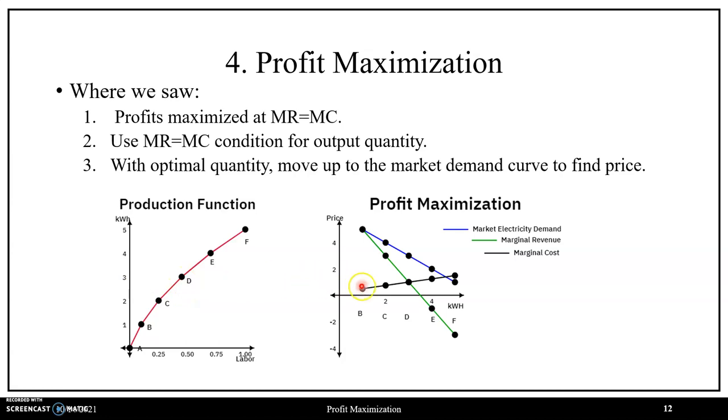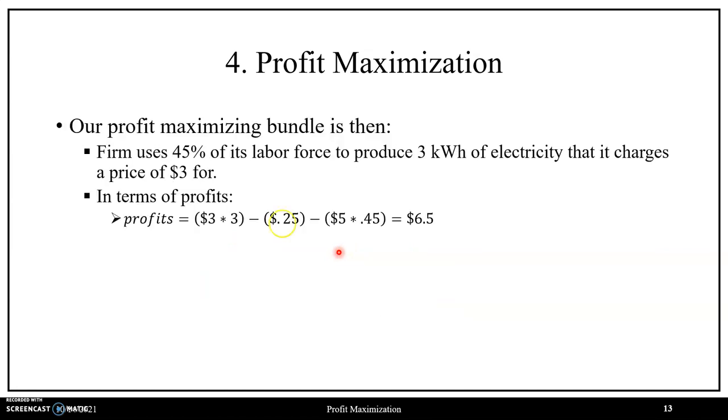Where in terms of our profit maximizing bundle, producing 3 units of output at 45% of our labor force is when marginal revenue is equal to marginal cost. We then use this output level to move our way up to the market demand curve and figure out a price point, where in this case this also means $3. So then our overall profit maximizing bundle, to reiterate, is that the firm uses 45% of its labor force to produce 3 kilowatt hours of electricity that it charges a price point of $3 for.